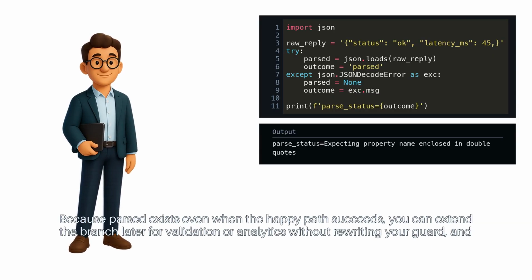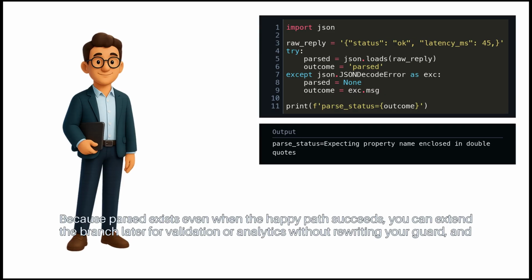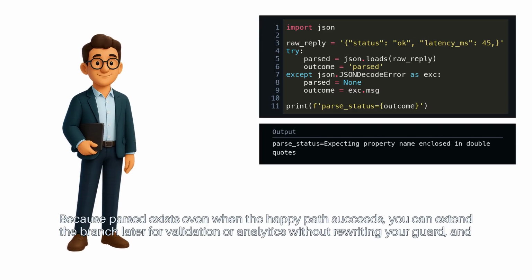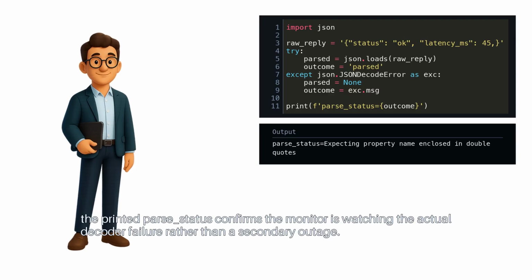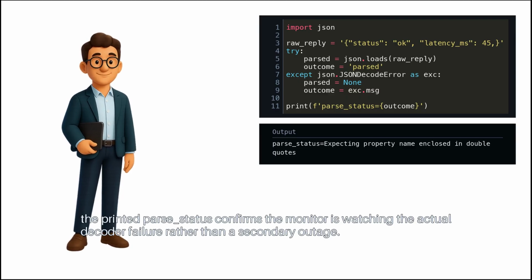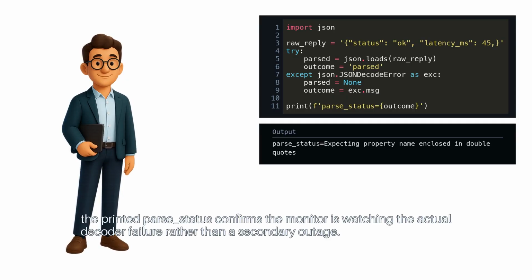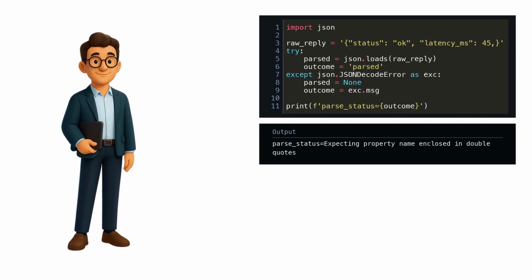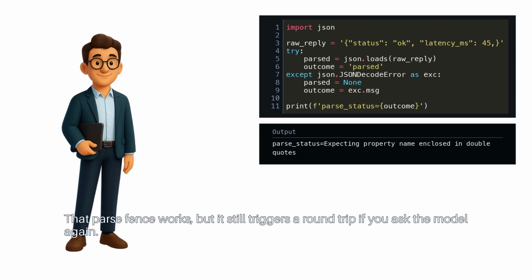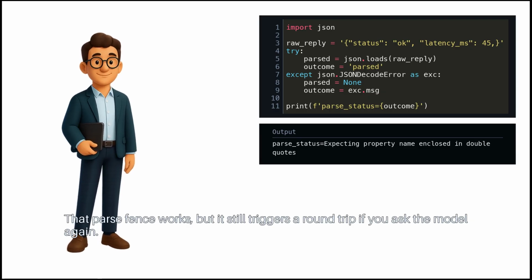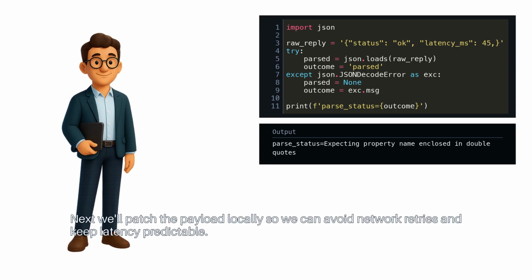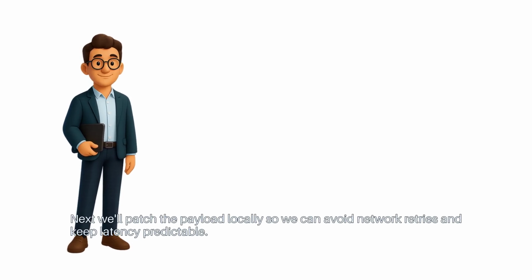Because parsed exists even when the happy path succeeds, you can extend the branch later for validation or analytics without rewriting your guard. And the printed parse status confirms the monitor is watching the actual decoder failure rather than a secondary outage. That parse fence works, but it still triggers a round trip if you ask the model again. Next, we'll patch the payload locally, so we can avoid network retries and keep latency predictable.